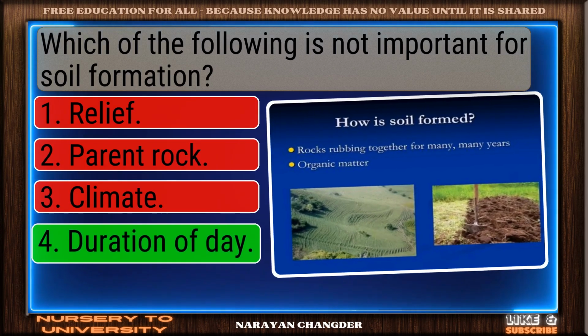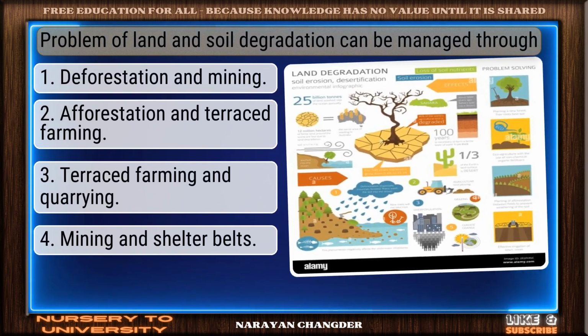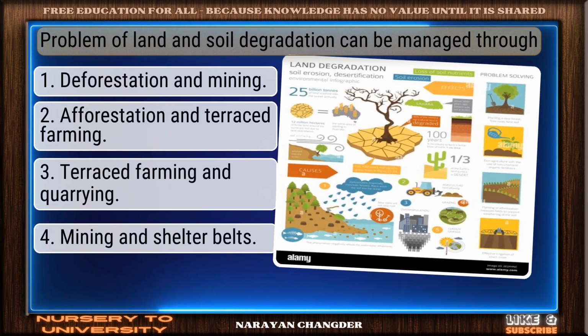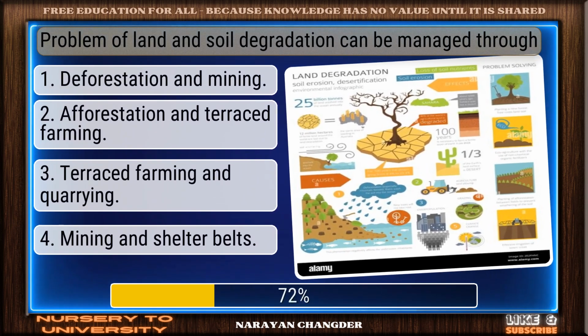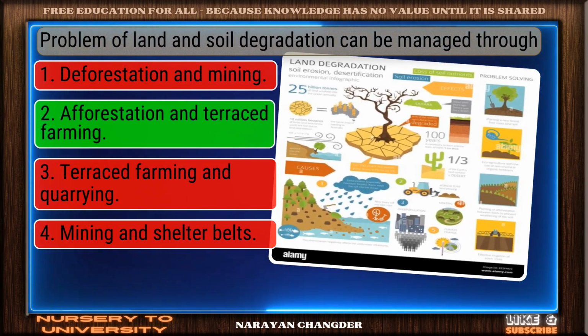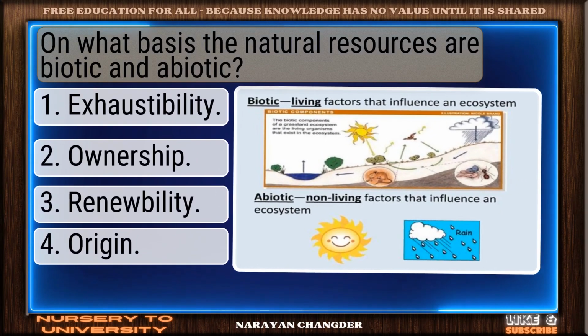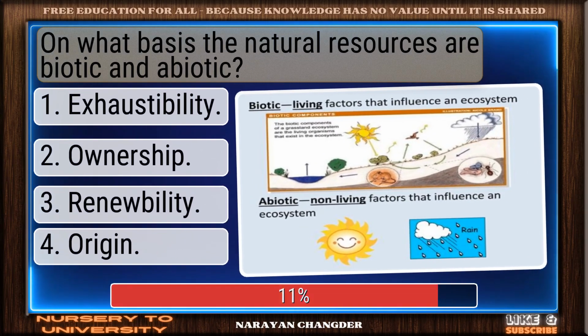Well done. Duration of day is right. Problem of land and soil degradation can be managed through. Bravo. Afforestation and terraced farming is the answer. On what basis the natural resources are biotic and abiotic?